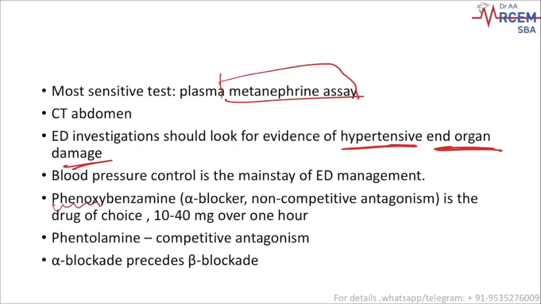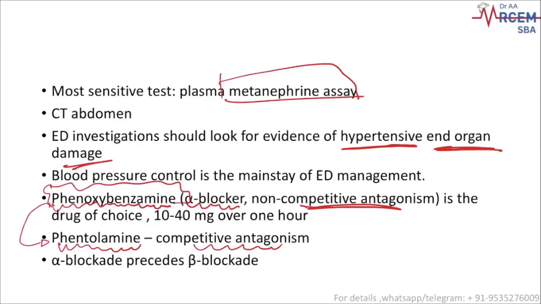You treat it with phenoxybenzamine, which is an alpha blocker. This is the preferred alpha blocker because it is a non-competitive antagonist. There is another alpha blocker, phentolamine. It is a competitive antagonist. It doesn't act as effectively as phenoxybenzamine. If phenoxybenzamine is not given in the options, that's when you choose phentolamine. Otherwise, always choose phenoxybenzamine.